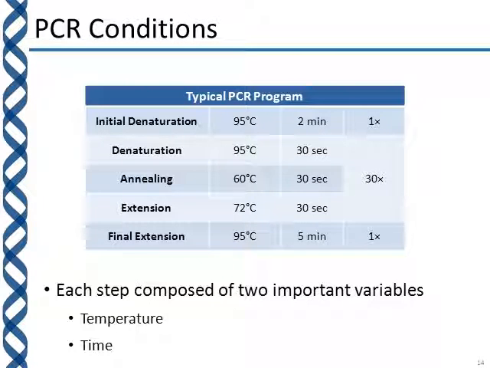So a typical PCR program, in addition to the three-step cycle that is repeated, typically has an initial denaturation stage at the beginning. So in this particular case, we have a temperature of 95 degrees for 2 minutes.